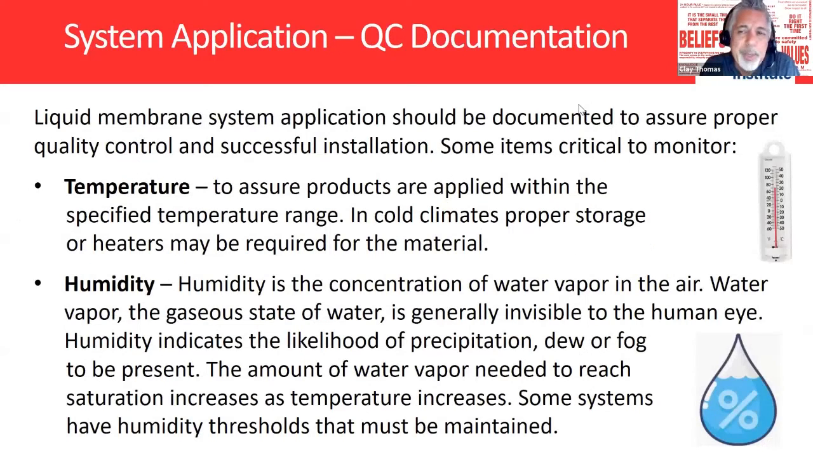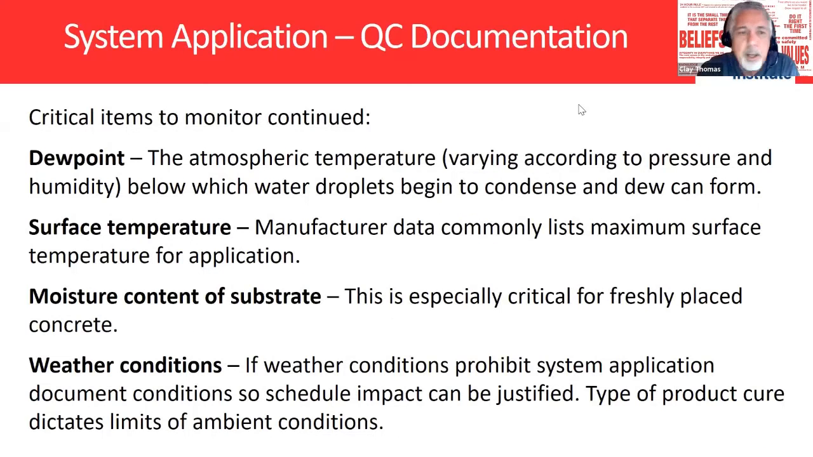You need to know what the humidity is, because you can have 100% humidity. That is rain, but it may not be raining. So you have to be sensitive to what your humidity is, and they make ways to measure that. Dew point is where the moisture is in the air. You could get condensation because of the dew point. So you need to know where the dew point is, because you don't want to apply it when you have condensation. You may not have rain, but you may have condensation.